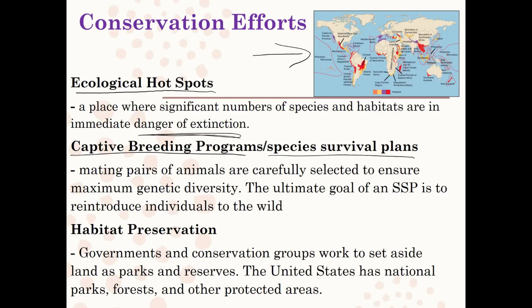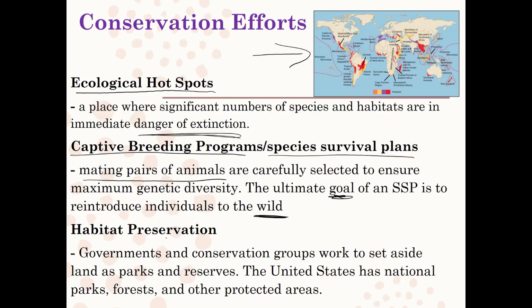This is where we see different organizations and zoos start mating pairs of animals together to try to ensure genetic diversity and to increase the numbers of that organism. And then the whole goal is to get them back into the wild. So we hope to be able to reintroduce those animals and organisms back into the wild once we get those numbers back up a little bit.